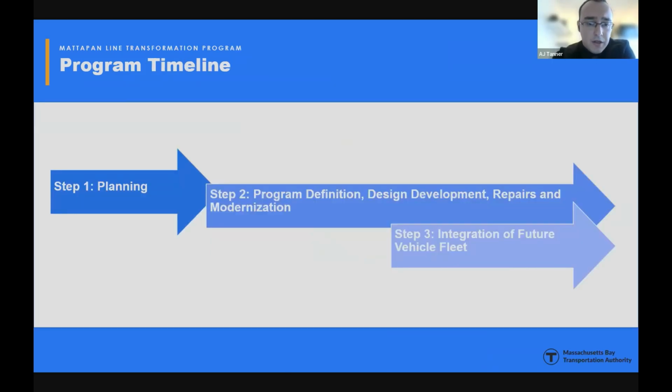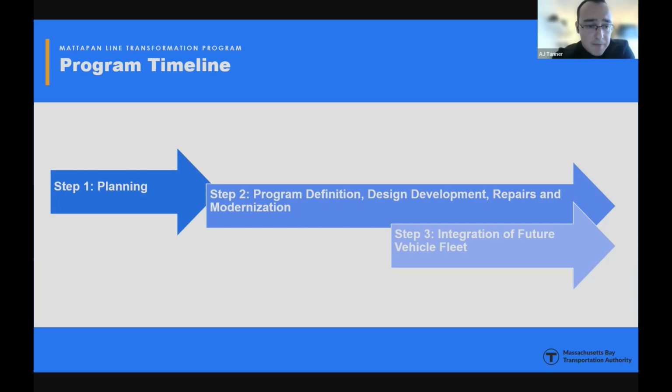So this is just a brief timeline of the program. Right now we're in the very beginning of step 2. In the fall of 2021, we had a full survey of the Mattapan line completed. The survey will be used by the design team to develop concepts and 15% design. The MBTA elected to execute this survey while we were looking to procure a designer for the program to get things moving as quickly as possible.